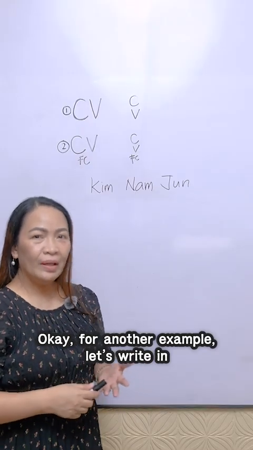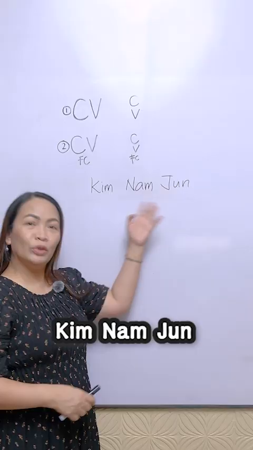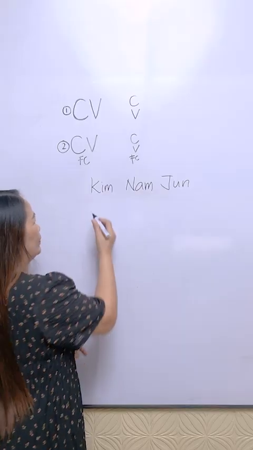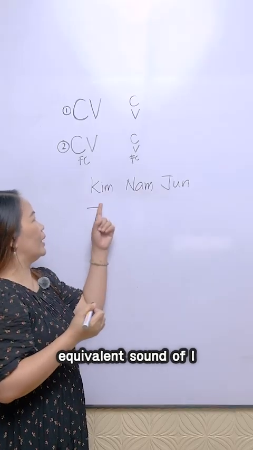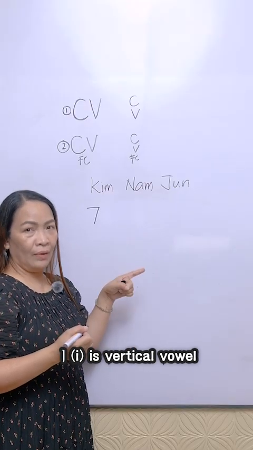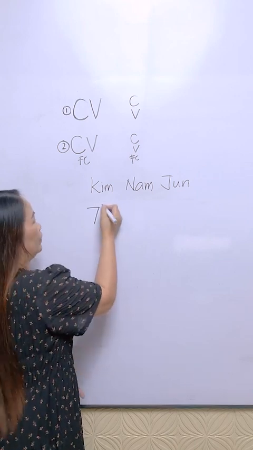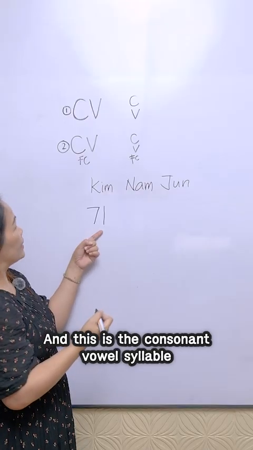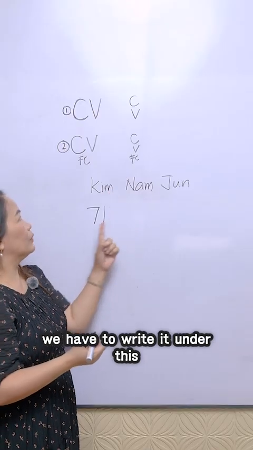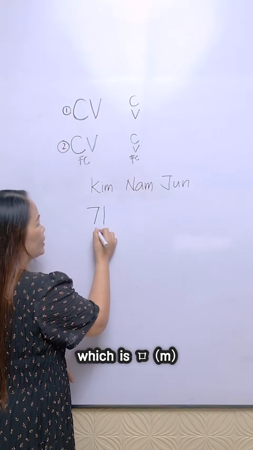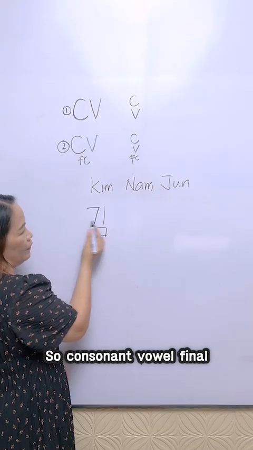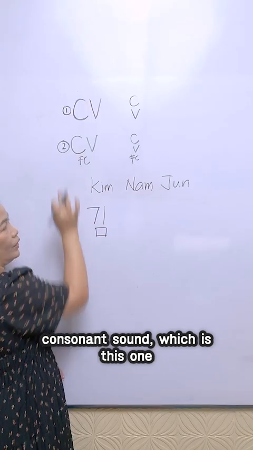For another example, let's write in Korean the name of Kim Namjoon. First we get the equivalent sound of K, which is Kiok. And then we get the equivalent sound of I, which is E in Korean. E is a vertical vowel, so it should be written next to Giok. And this is the consonant vowel syllable. But since we have a final consonant, we have to write it under this, which is mium. So we now have Kim. So consonant, vowel, final consonant sound, which is this one.